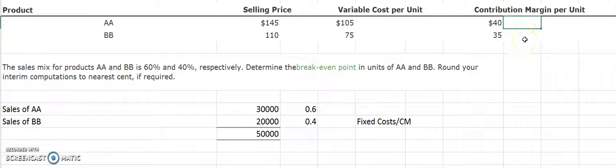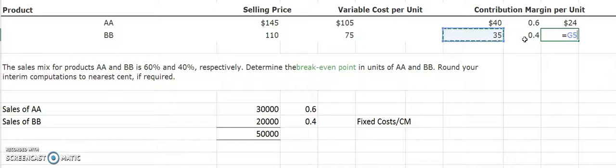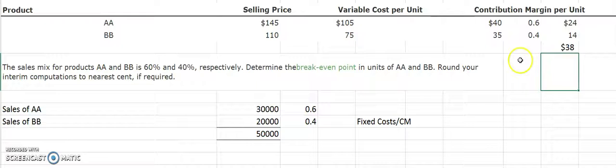So we come over here and we say that sales of AA are 60%. And if we say our contribution margin times 60%, we can find out that that's $24 contribution margin. And then our contribution margin for BB is $35 times 40%, 0.40. And so then we find out that that is $14. So our sales mix contribution margin is $38.